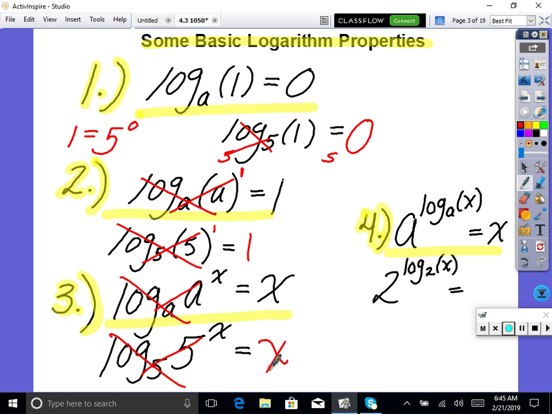So I mean, these rules are really pretty straightforward, besides this top one, honestly. Right here, base a raised to the log base a of x will equal x, which makes sense. We just talked about how they're inverses, right? So inverses undo each other. Do you guys see how those cancel out? And we get x. So base 2 raised to the log base 2 of x, these would cancel out. They're inverses of each other. So that would be x. So you just got to know those properties to simplify things quickly, basically.